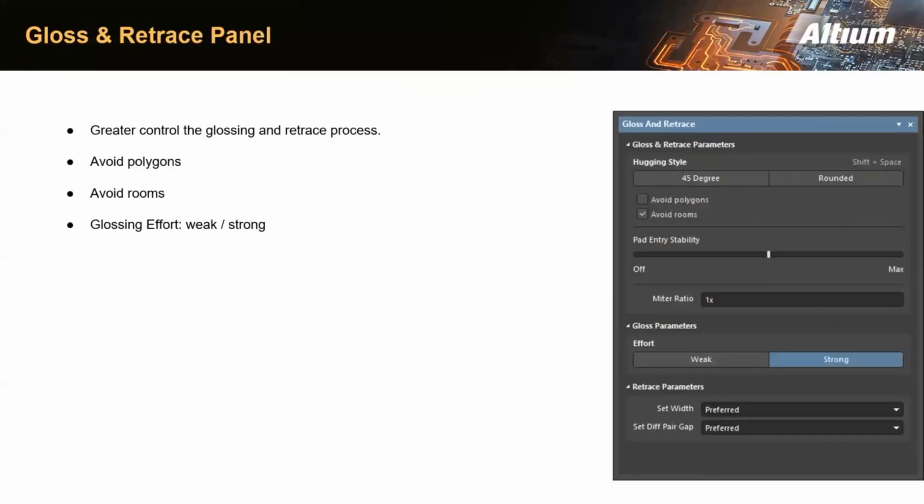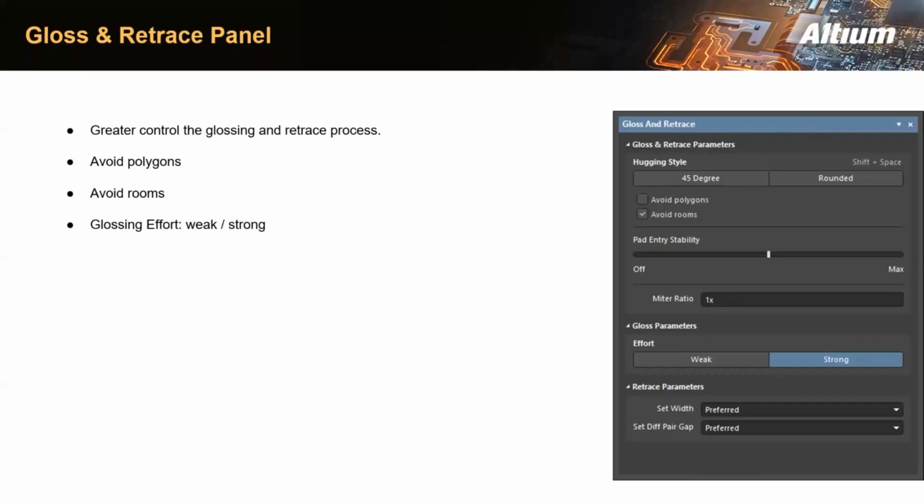In RTM Designer 22, RTM has added a new gloss and retrace panel which can be used to select the gloss and retrace parameters that work best for the selected route that you work with. Before, you had to do a little bit more guesswork when it came to the glossing or retracing. In RTM 22, it must be easier and you get better results.